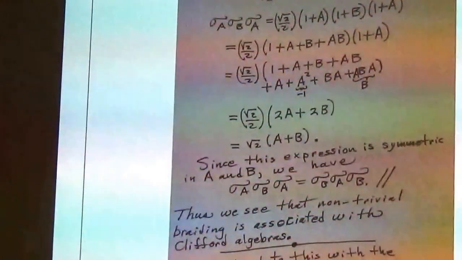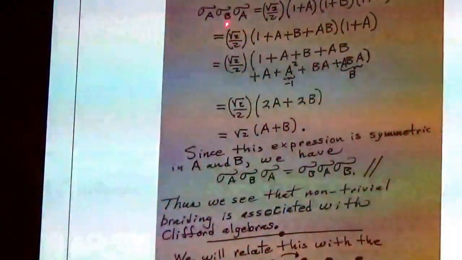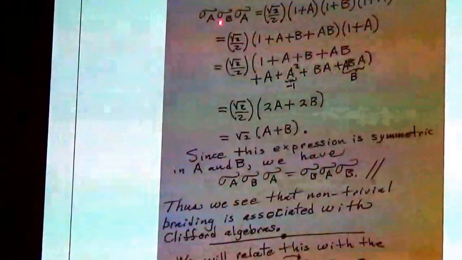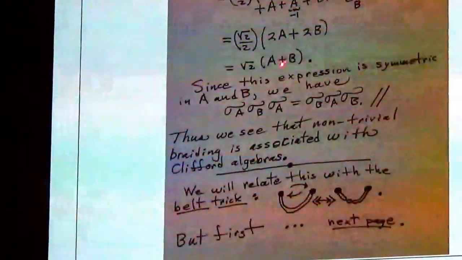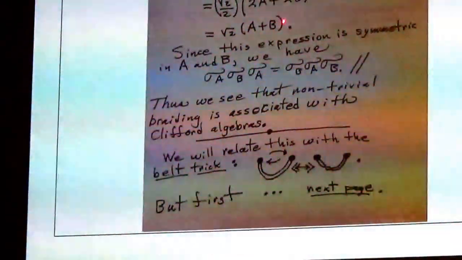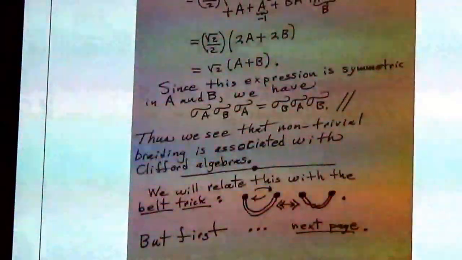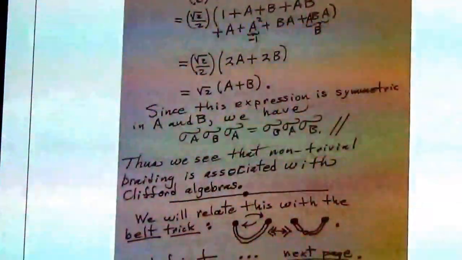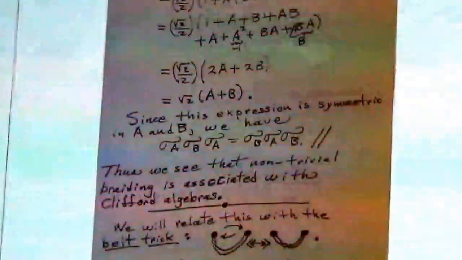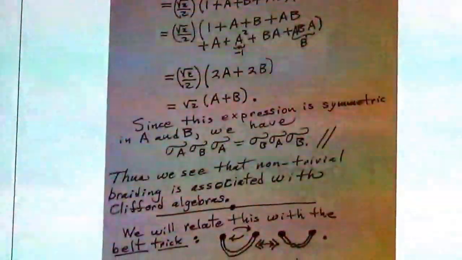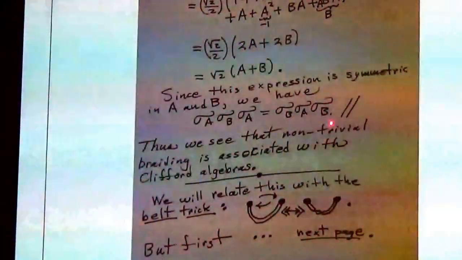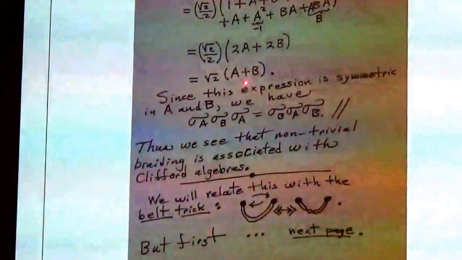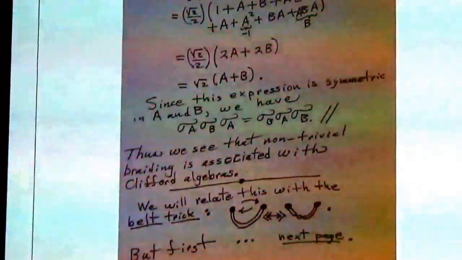And I try out the sigma A, sigma B, sigma A. I calculate it. Let's just jump to the end of the calculation. What happens after you calculate it is you get something that's symmetric in A and B. Well, that's what you wanted, because sigma A, sigma B, sigma A equals sigma B, sigma A, sigma B is interchanging A and B in the equation. So the fact that it's symmetric is what we're after. And the way it ends up being symmetric is very simple algebraically.